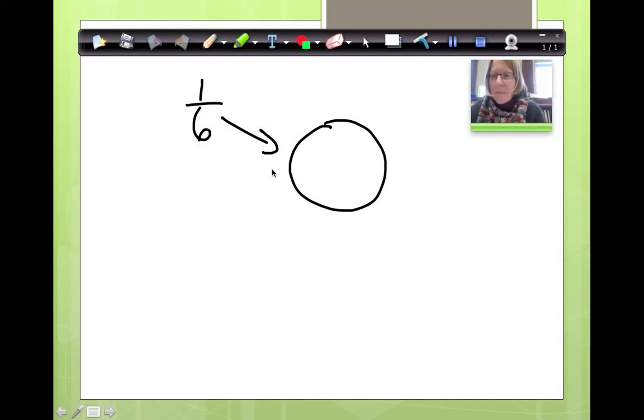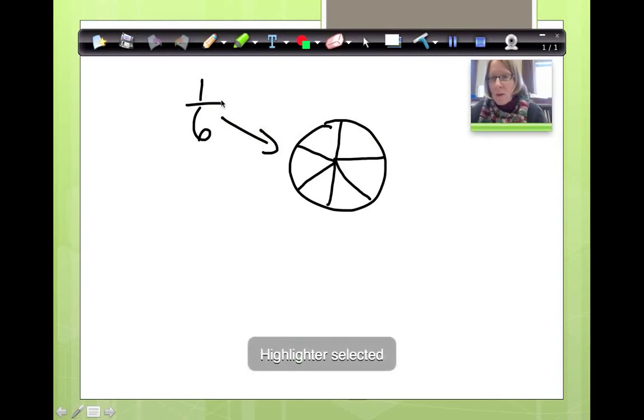Now, the easiest way to do that is to make thirds and cut them in half. So to make thirds, to make a Y, now let's cut them in half. Do I have 6? 1, 2, 3, 4, 5, 6. I do. Now, how many are you going to shade? Well, you look up here at the top. There's only 1. So you pick 1 and you shade it. And now you have a picture of 1/6.